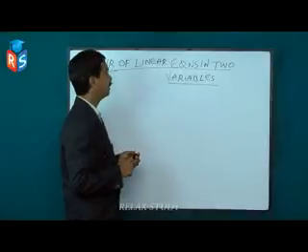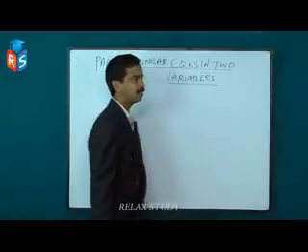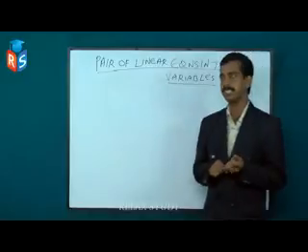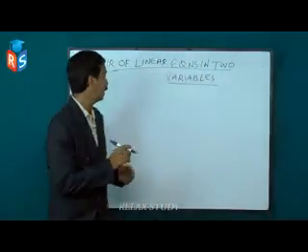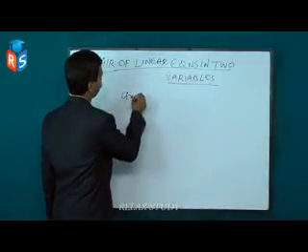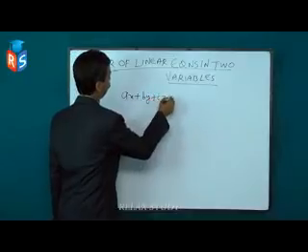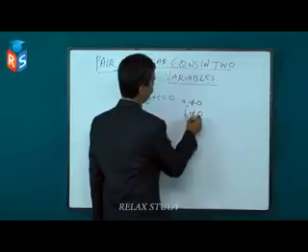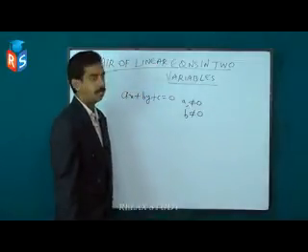Pair of linear equations in two variables. In class 9 you have studied about linear equations in one variable and two variables. The general form of a linear equation in two variables is ax plus by plus c equals 0, where a not equal to 0, b not equal to 0.